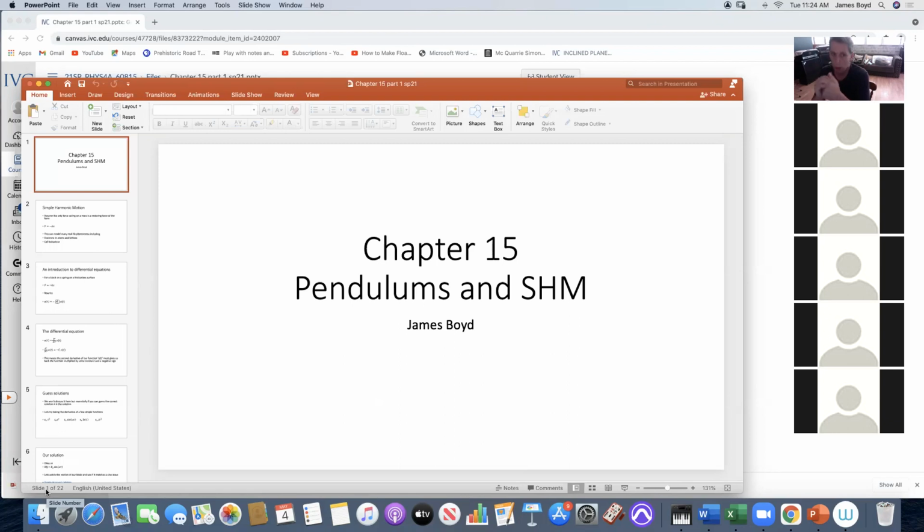Simple harmonic motion is pretty easy. We've seen it before. You just don't know you've seen it before. Then they talk about pendulums, including a torsion pendulum, which I'm not going to talk about because it's pretty much write down an equation, and I don't find it that interesting. I think pendulums are.